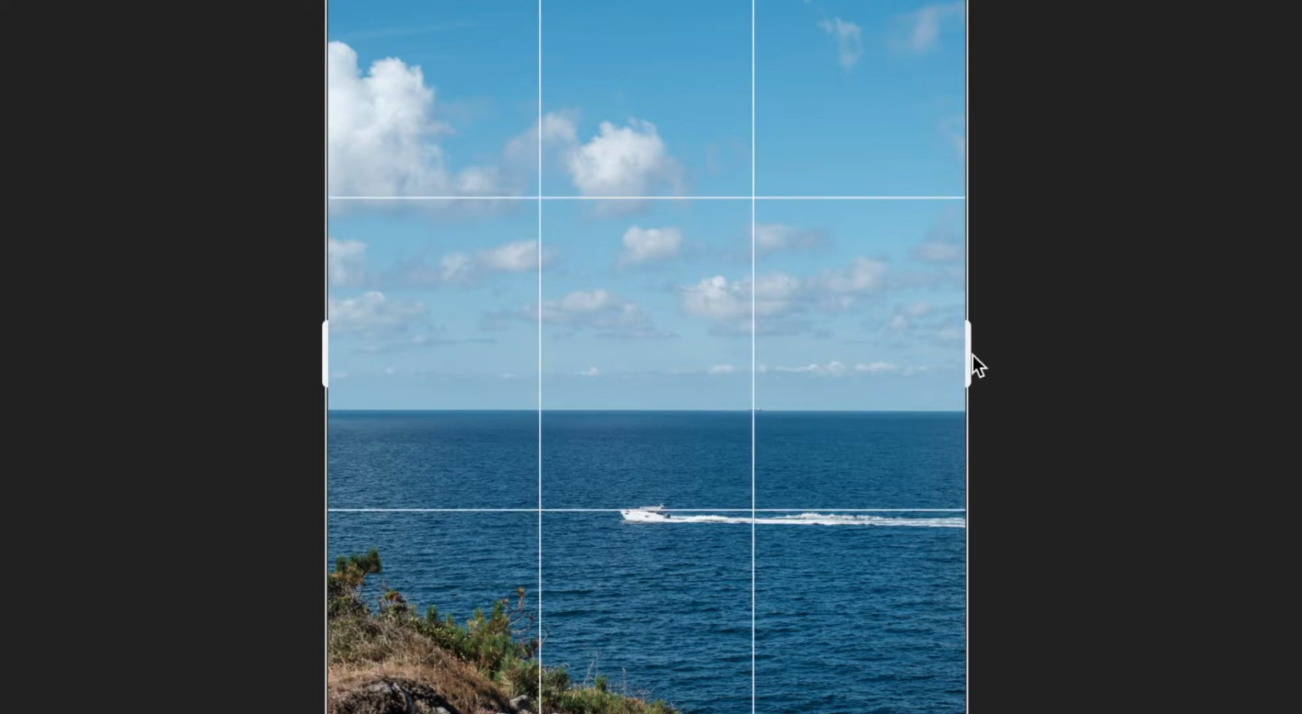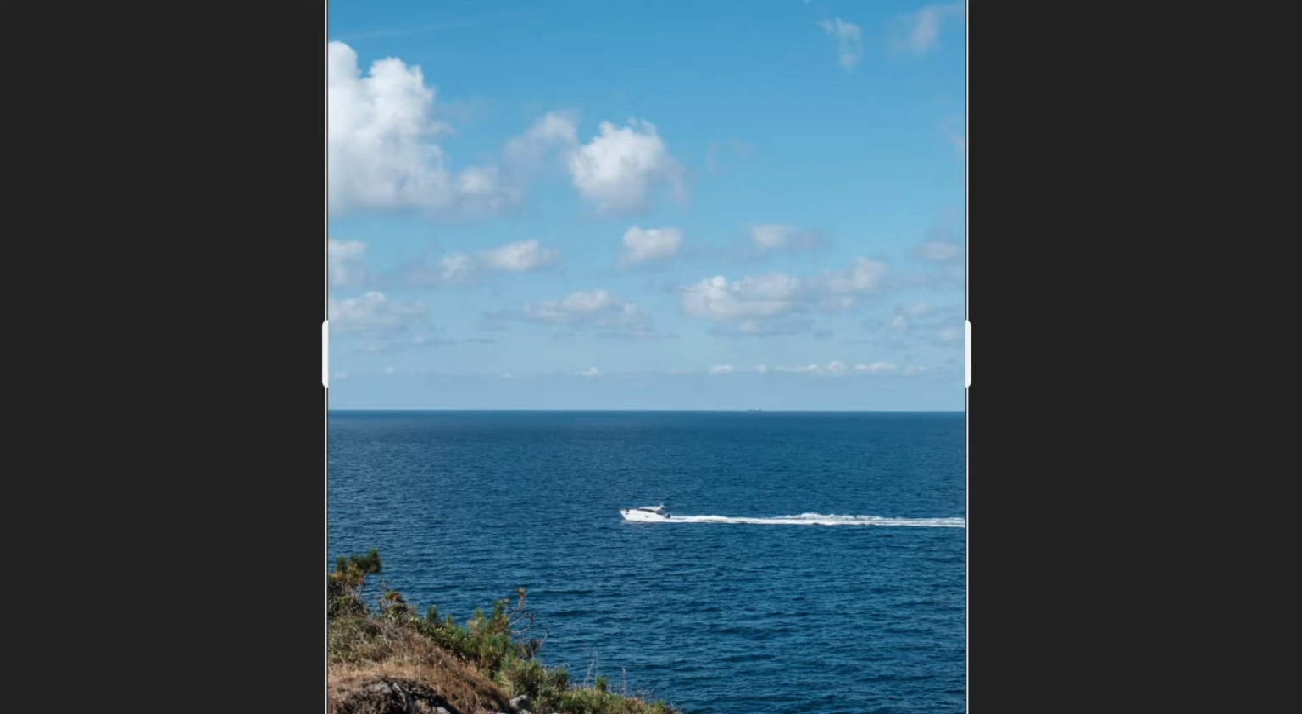Say you're trying to use a different composition, or in this particular example here, we have a horizon line almost dead center. However, our boat, our subject matter, is falling on that bottom horizontal rule of thirds line. So this does work with the rule of thirds and is compositionally appealing.